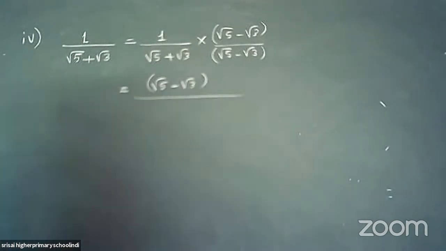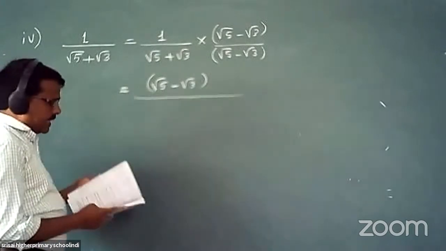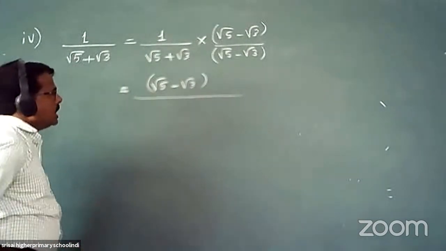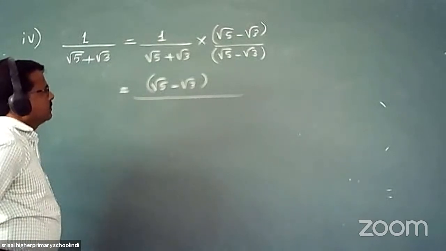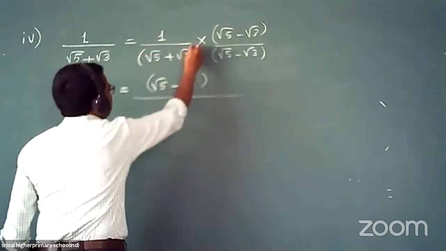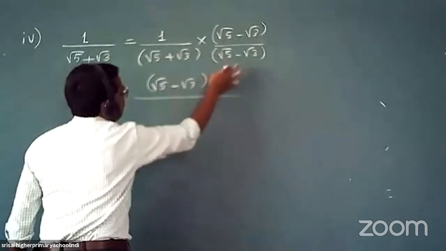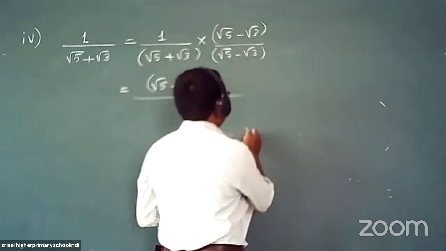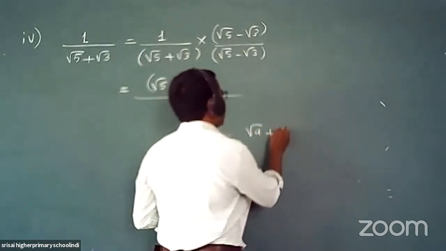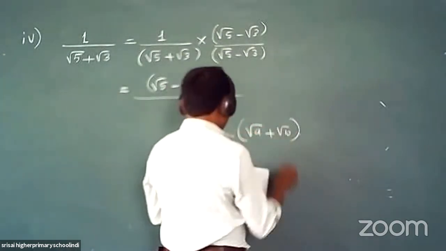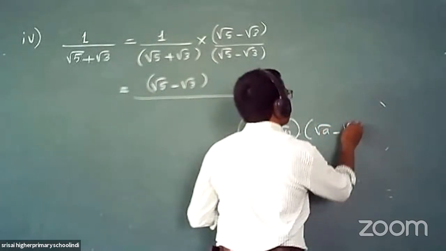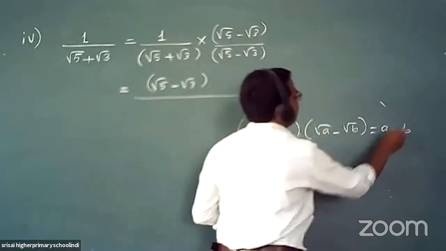Check identity. I have given some identity. Which identity is it? The third identity, you see, in the denominator. Denominator, A minus B. Is it like the third identity or not? Yes, sir. The third identity is square root of A plus square root of B, another bracket, square root of A minus square root of B. This is A minus B.